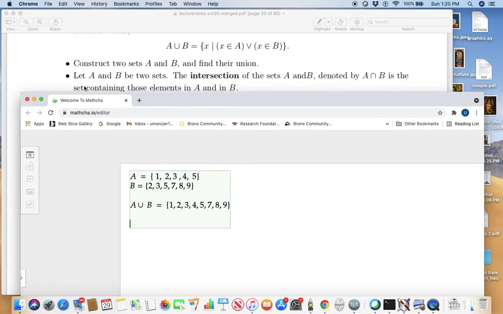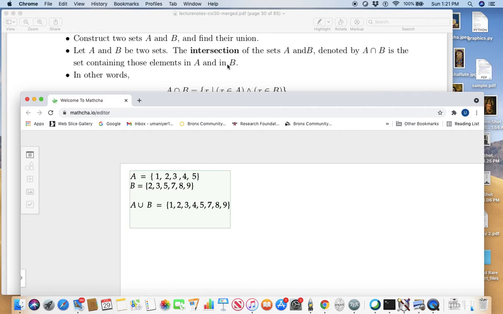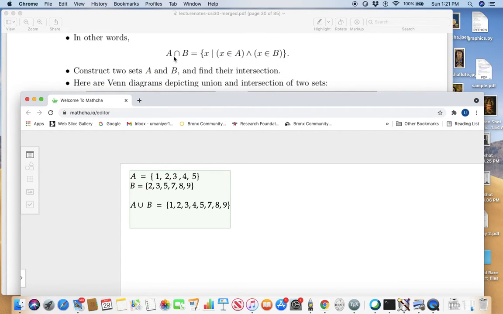Okay. Now, let A and B be two sets. The intersection of the sets A and B, denoted by A ∩ B, is a set containing those elements in A and in B. That is, A intersection B is the set of those x's such that x is an element of A and x is an element of B.